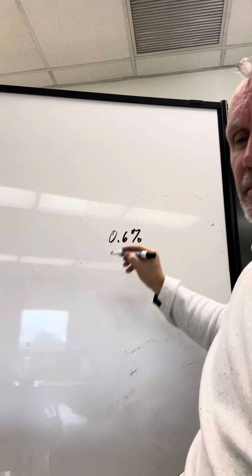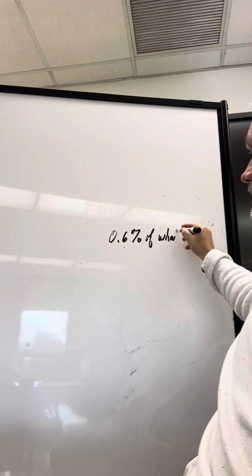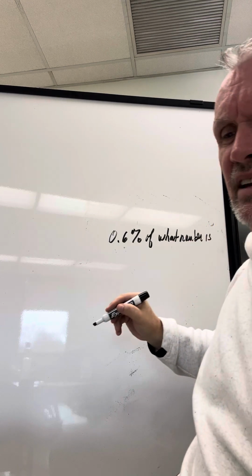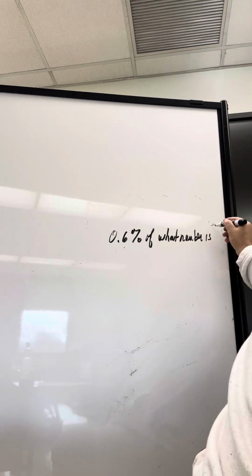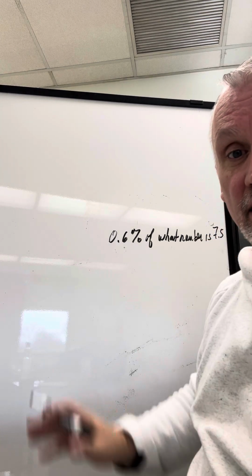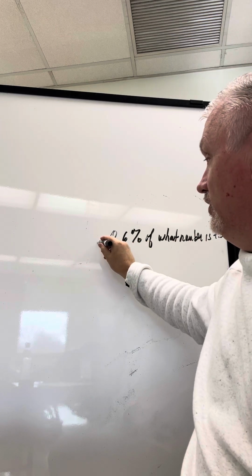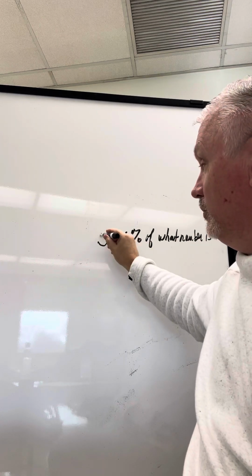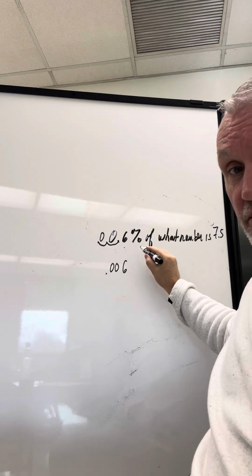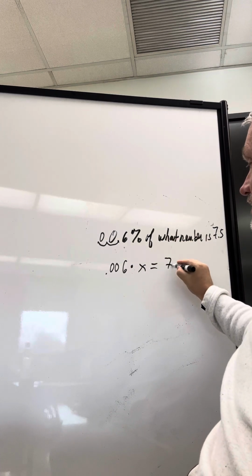0.6% of what number is 7.5? Now, like I said, get rid of this percent, move it twice, 1, 2, oops, there's nothing there, fill it in with a 0, 0.006. Of means multiply, x equals 7.5.